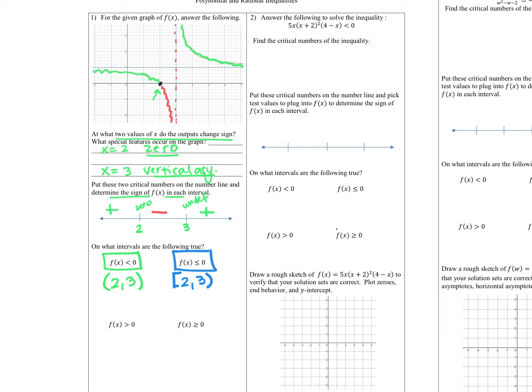Now, we're greater than 0 for two different pieces. The first piece is going to be from negative infinity to the 2, and the other one is going to be from 3 to infinity. We'll put parentheses on both of those and a little u between them. Now, greater than or equal to 0, again, we're going to include the 2, but we will not include the 3 because, again, we're undefined there.